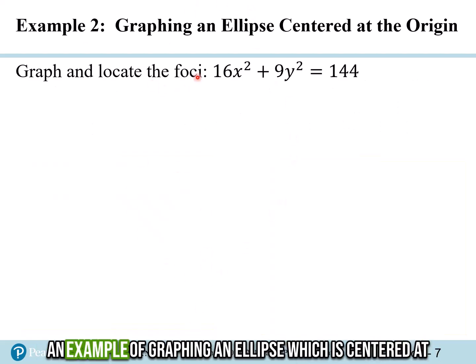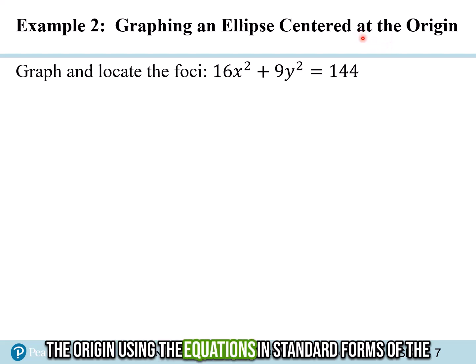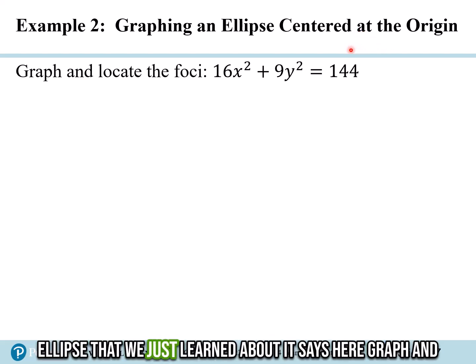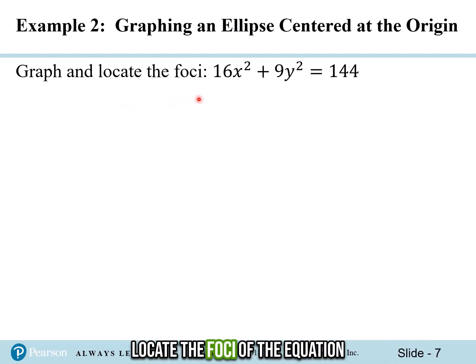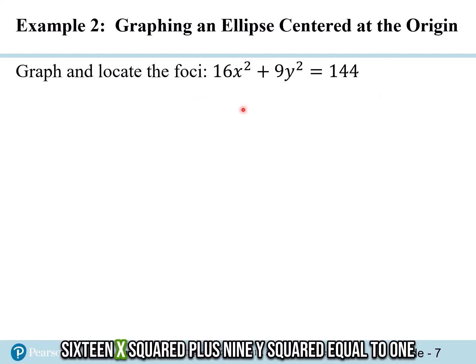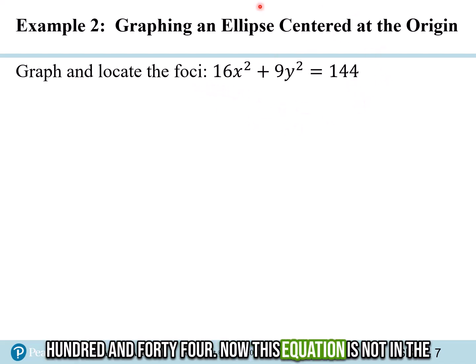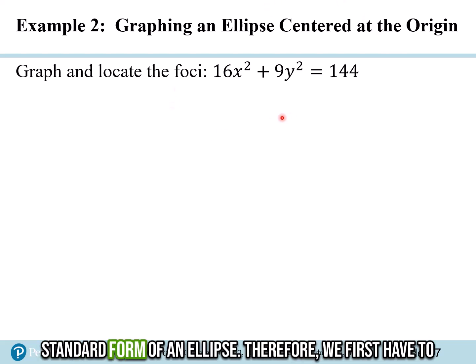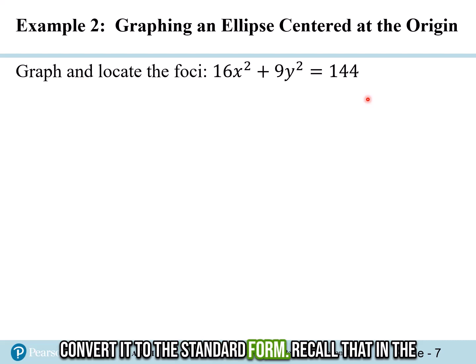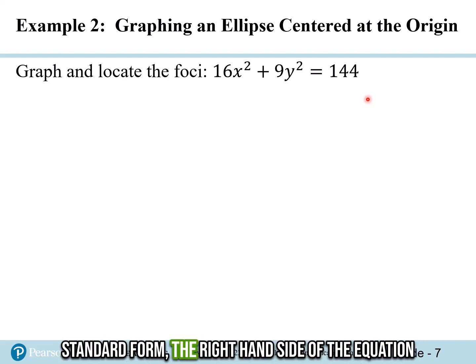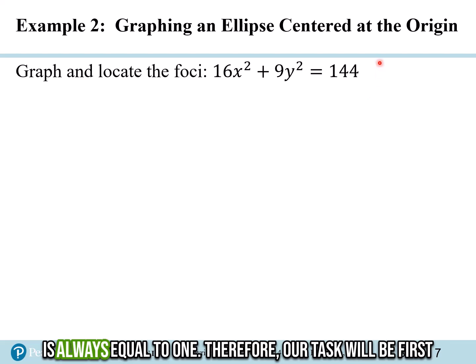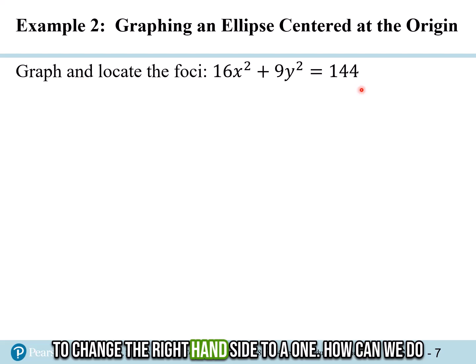Let's work on an example of graphing an ellipse which is centered at the origin using the equations in standard forms of the ellipse that we just learned about. It says here, graph and locate the foci of the equation 16x squared plus 9y squared equal to 144. Now, this equation is not in the standard form of an ellipse. Therefore, we first have to convert it to the standard form. Recall that in the standard form, the right-hand side of the equation is always equal to 1. Therefore, our task will be first to change the right-hand side to a 1.